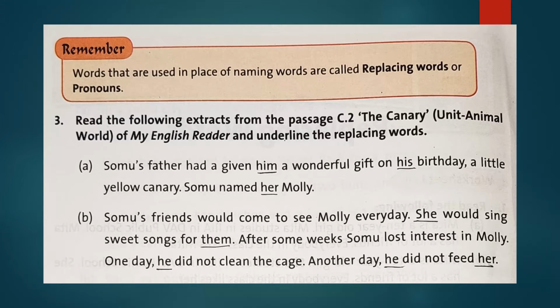She would sing sweet songs for them. After some weeks, Somu lost interest in Molly. One day he did not clean the cage. Another day he did not feed her. So we have to find out the replacing words. The underlined words, that is she, them, he, and her. These are replacing words. Understood, children?